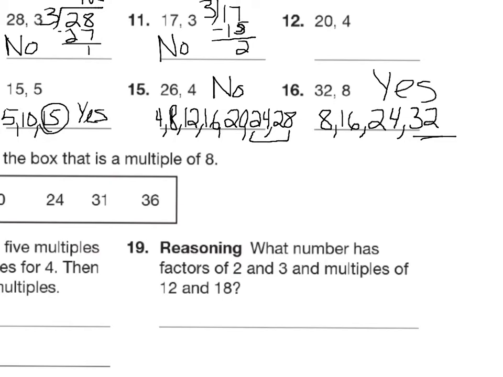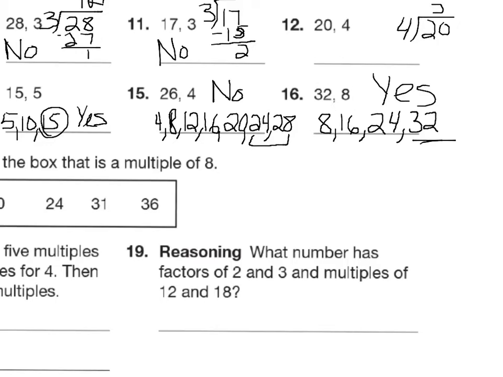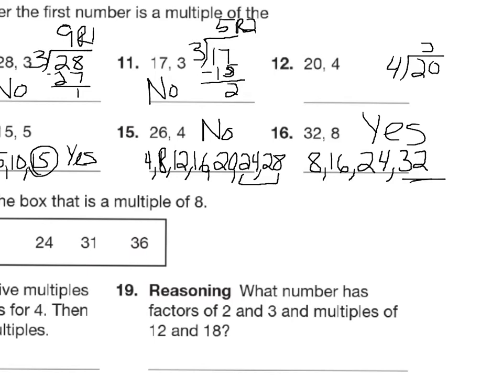Oops, and I must have skipped number 12 over here. We're going to divide 20 divided by 4. 4 goes in 5 times. Because 5 times 4 is 20, right? No remainder. So that means yes, it is a multiple. Alright, moving on.